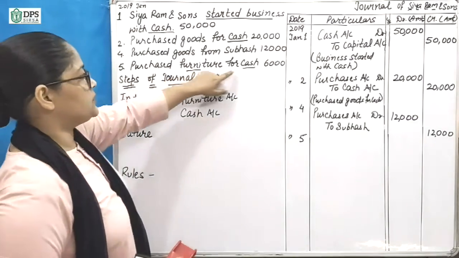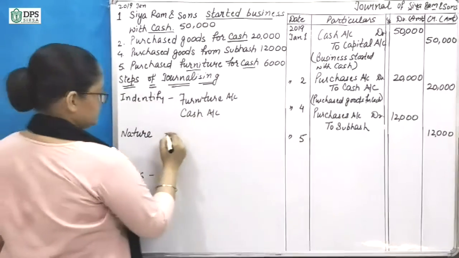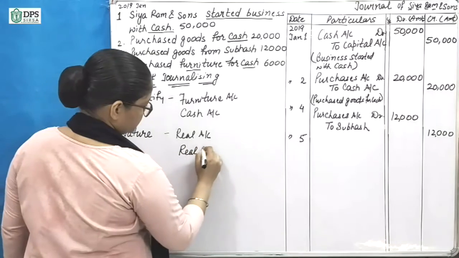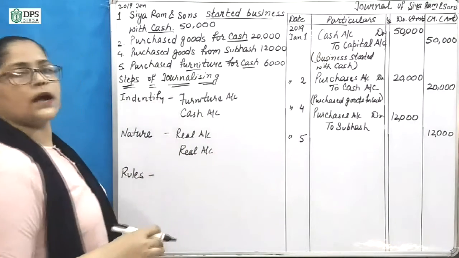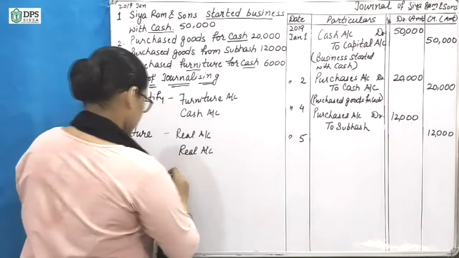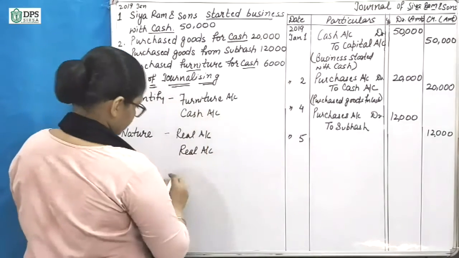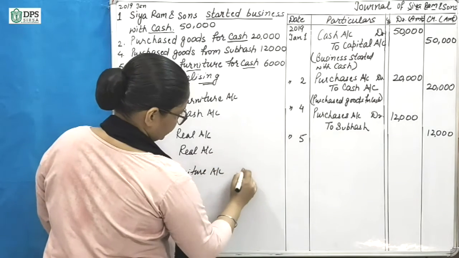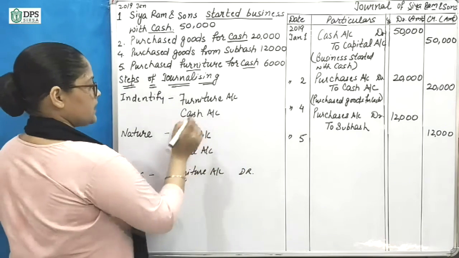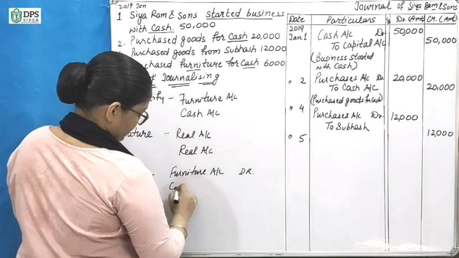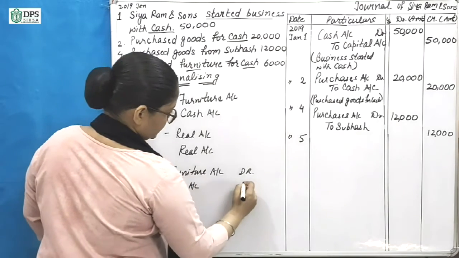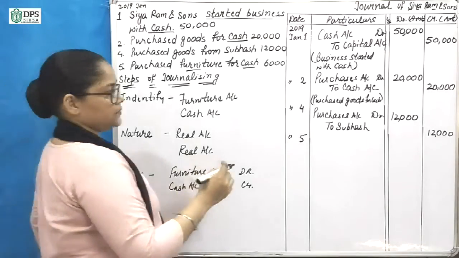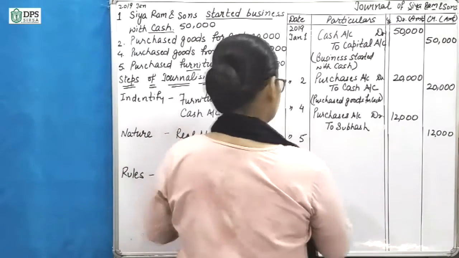So here the word purchased is given as a verb: purchased furniture for cash. So furniture is a real account, cash is also a real account. So the rule of the real account is what comes in, debit. So what is coming? Furniture is coming. So furniture account is debit and cash account will be credited. Why? Because cash is going out of the business. So when you will do a number of entries, you will be an expert.